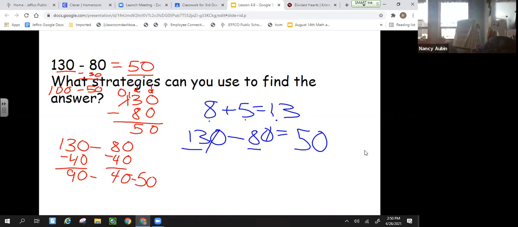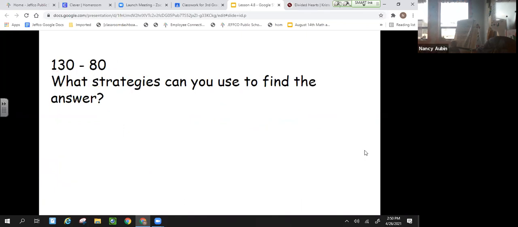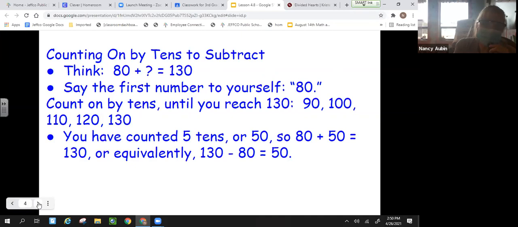Okay, all right, guys, so you ready to see some new strategies? I'm glad I put this in here because we learned lots of new things. Yeah, there's a lot of different things that are happening. Lots of number sets going on. It is exciting. So here's what I want to teach you. Everybody's going to do this with me. It's called counting on by tens to subtract.